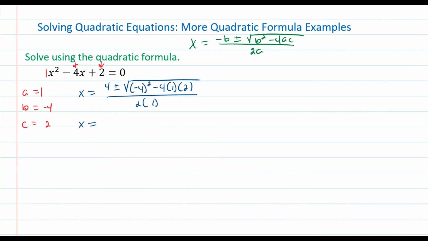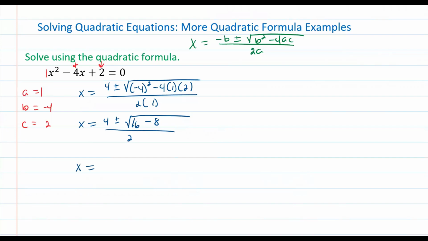Now let's simplify the expression under the radical. So that will be 4 plus or minus the square root of negative 4 quantity squared. Very important that we use parentheses there because there is a difference when you have the parentheses versus when you don't and you're squaring a number. Negative 4 quantity squared is going to be 16 minus 4 times 1 times 2. So it's negative 4 times 1 times 2, which is negative 8 or minus 8, all over 2 times 1, which is 2.